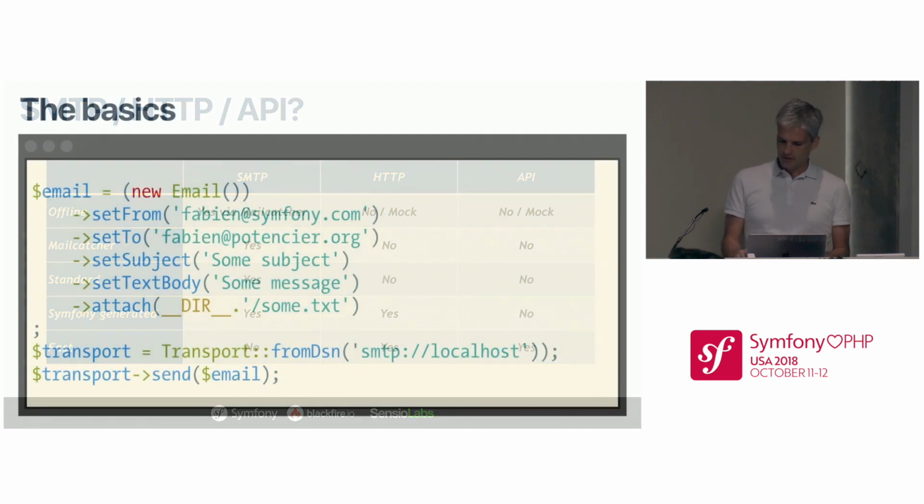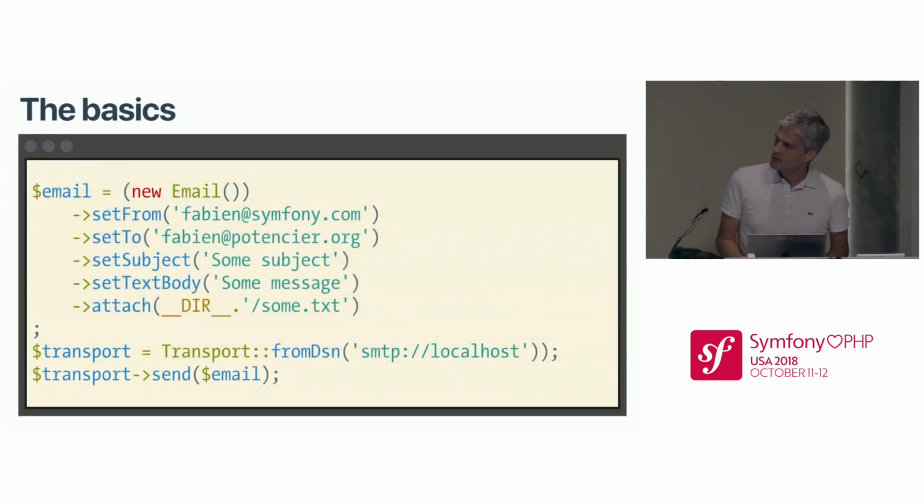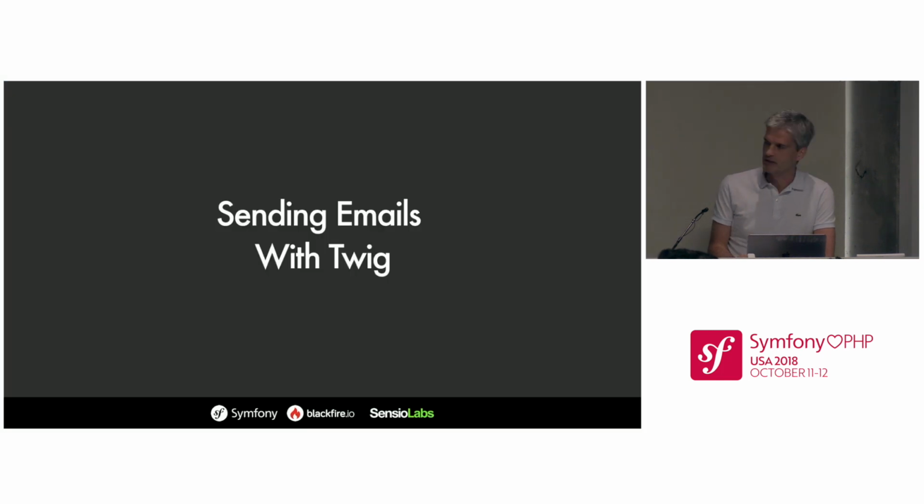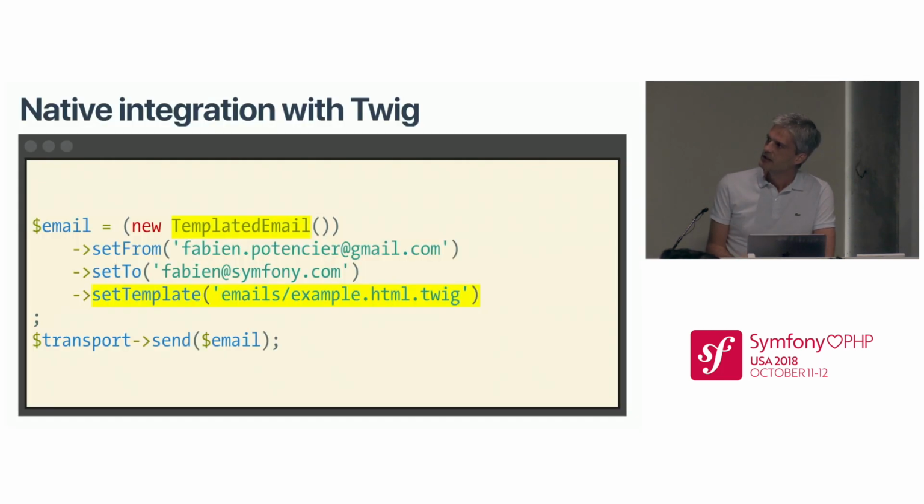Okay, so that's the basics. Now, here, the message, we have a very simple text body, but I want to go fancy here and use Twig. If you want to do that, that's how you can do that. Not using an email anymore, you are using a templated email, and then now you have a set template and done. That's how you can use Twig with SymfonyMailer.